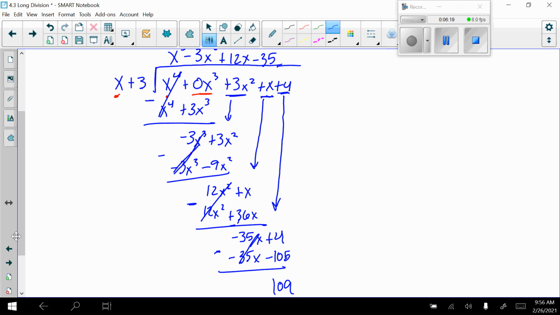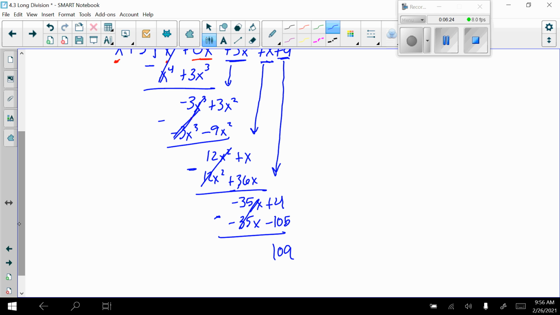And now notice that I don't have any more terms to bring down, so that's my signal that tells me I'm done. I don't have anything else to do. I've finished dividing, but we're like, well, what the heck is going on with this? Why do I have this 109?